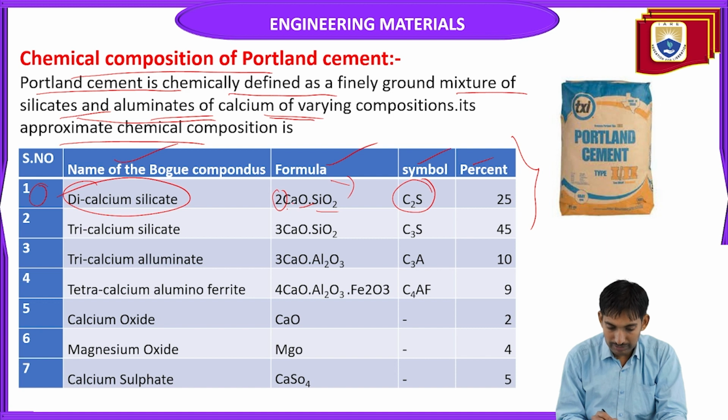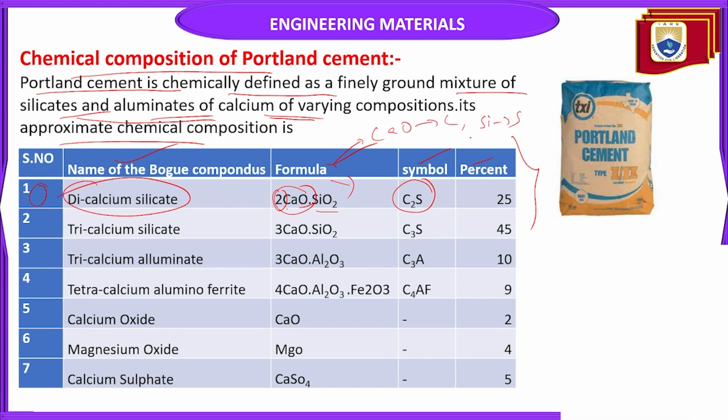See how many CaOs are there? 2 CaOs are there. So CaO is indicated with C. Silicon dioxide is indicated with S. In shortcut form, 2 CaO is nothing but dicalcium, C2. S is nothing but silicate, that is SiO2, silicon dioxide.